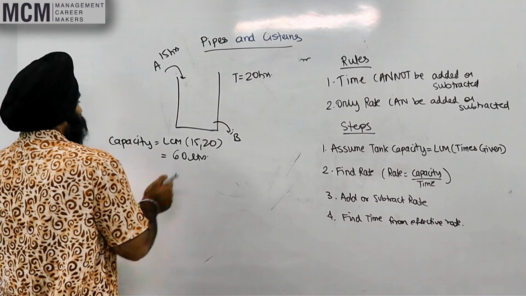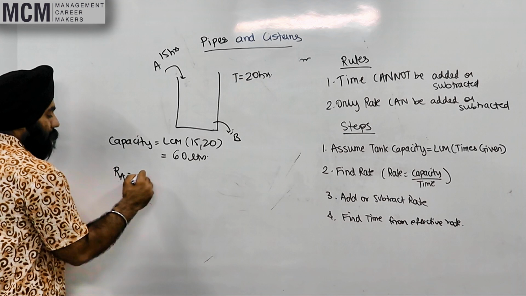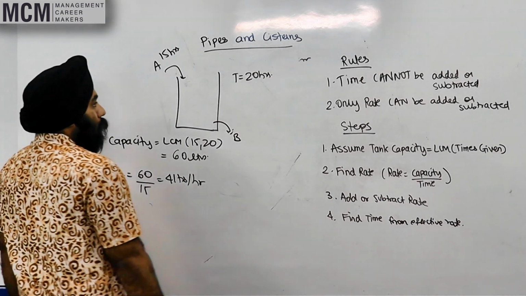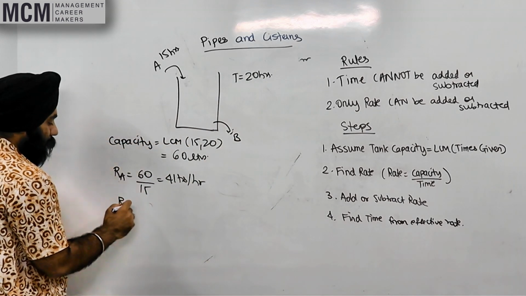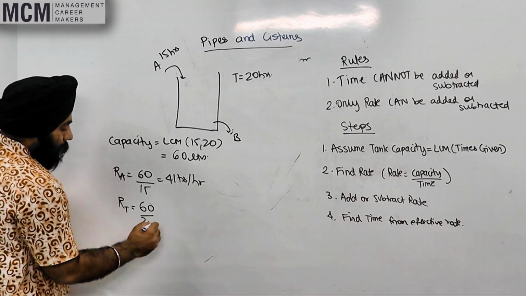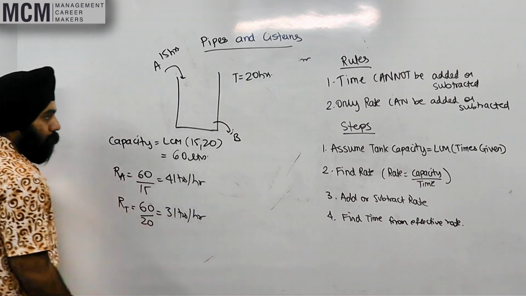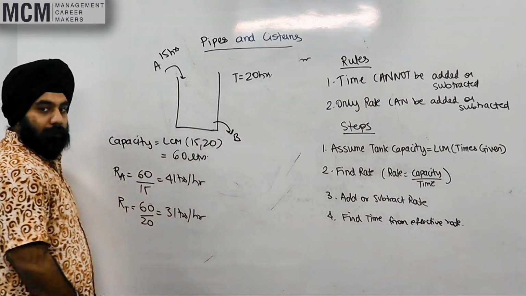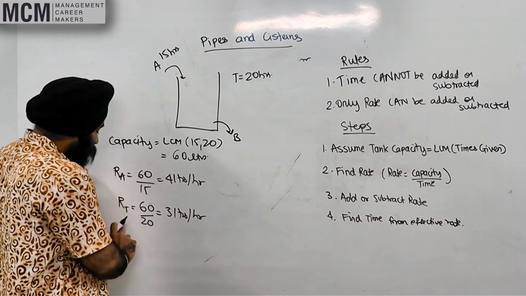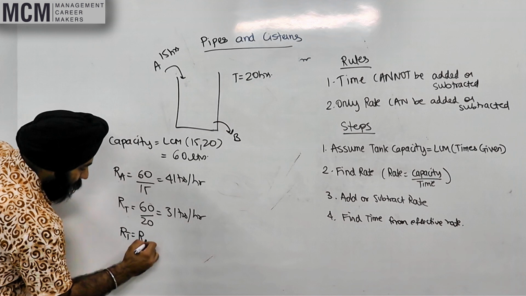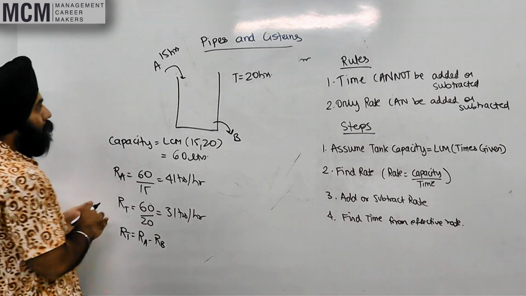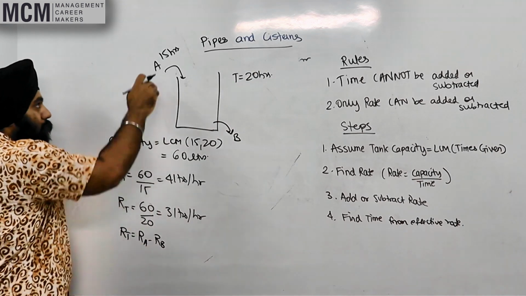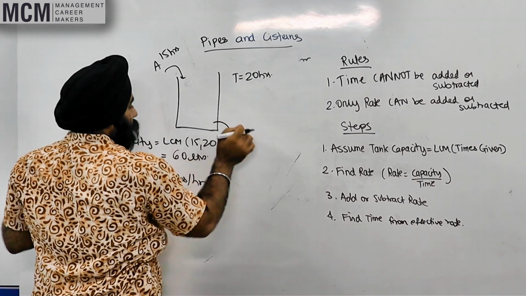Yes? Okay. Let's find the rate then. The rate of A is 60 upon 15, which is 4 liters per hour. Now, the effective rate, the total rate over here, is 60 upon 20, which is 3 liters per hour. Now, this is the rate when there is a pipe inside and there is a leakage. So if there is a leakage, doesn't this represent rate of A minus rate of B? So A is filling the tank, B is a small leakage which is emptying the tank.